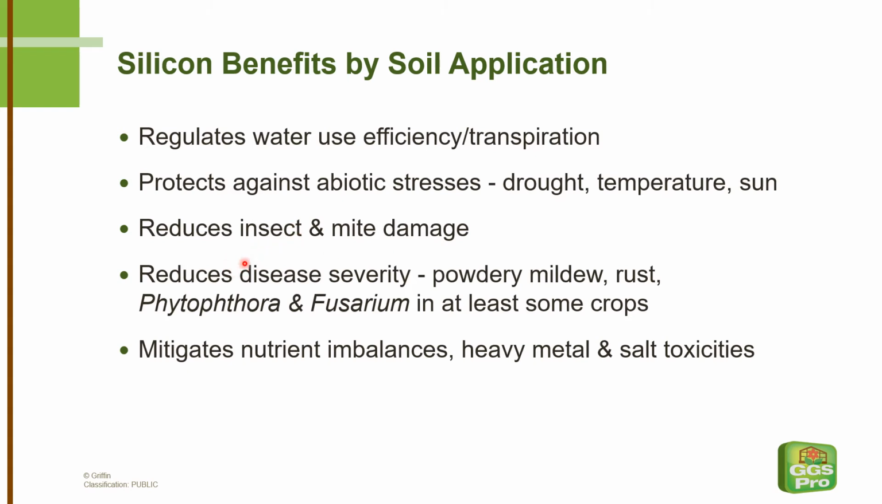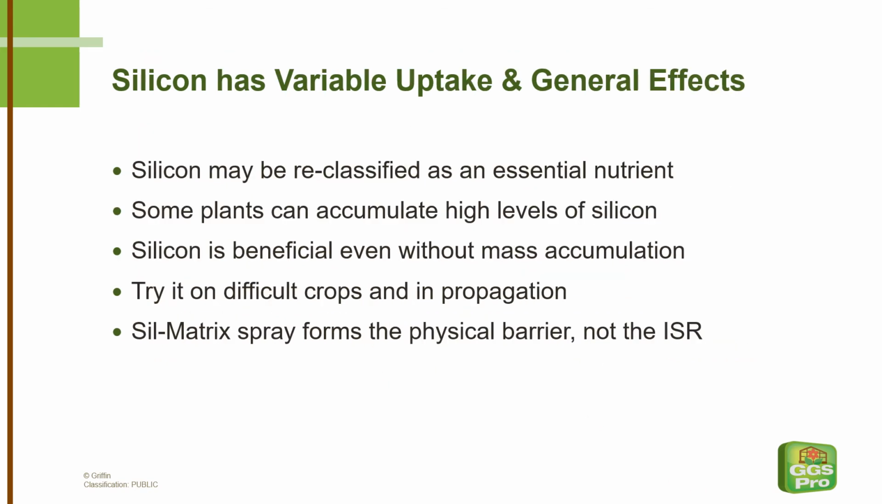And silicon has also been shown to reduce the severity of some of these pretty serious diseases, at least in some crops. We saw in that example how it mitigated nutrient imbalances, helping to mobilize the zinc and the manganese up to the foliage of that plant. So silicon has a lot of effects, so many and so widespread that it has been proposed that silicon be classified as an essential nutrient.